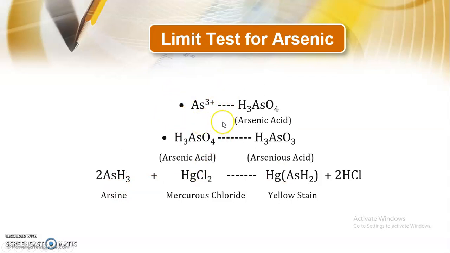If our sample consists of a smaller amount of arsenic, then the intensity of the yellow color produced will be less. And if our sample consists of arsenic in a larger proportion, then the intensity of the yellow color produced will be more. In that case, our sample does not pass the limit test.